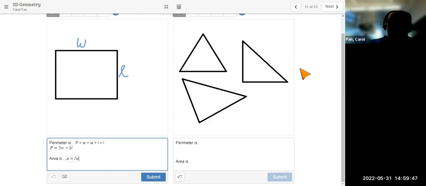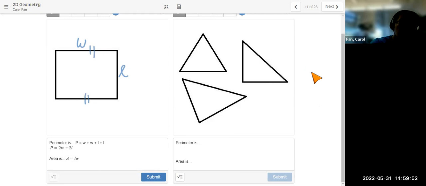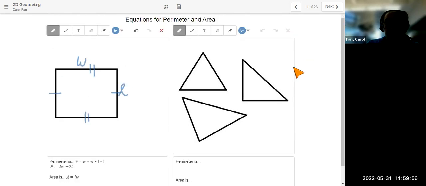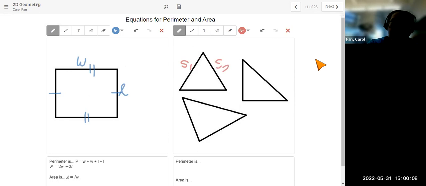Okay, perimeter for a triangle. I'm going to do the same thing. I'm going to label each of the sides, but this time, because I don't know whether the sides are equal or not, I'm just going to label them S1, S2, and S3. All that means is I've got 3 different sides and my perimeter is equal to each of the sides added together.